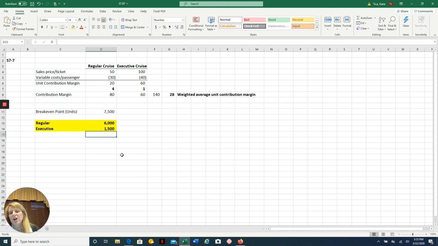So in this problem, we've now figured out that in order to break even, in order to have our operating income equal to 0, we need to sell, we being the cruise company, 6,000 regular cruise tickets, 1,500 executive cruise tickets. And I believe that's all it's looking for in 7-7.